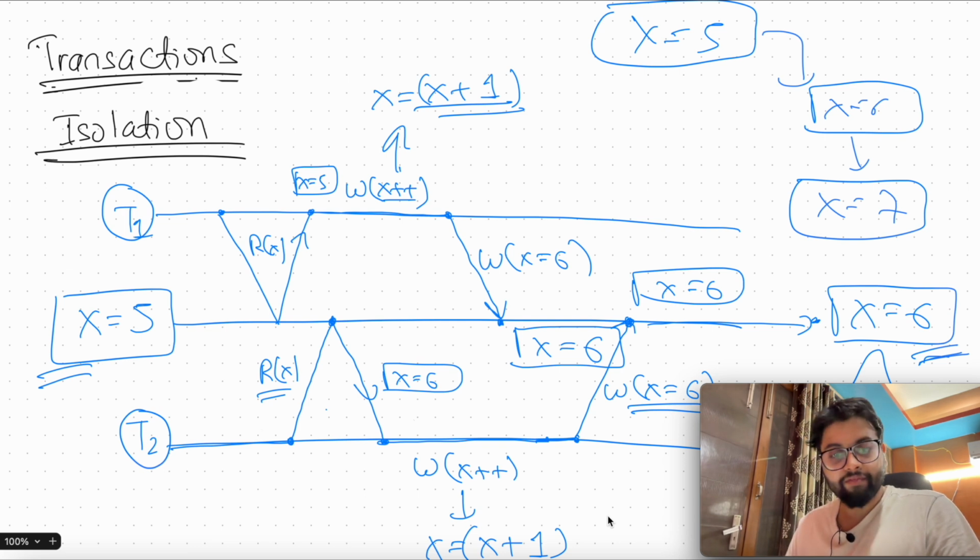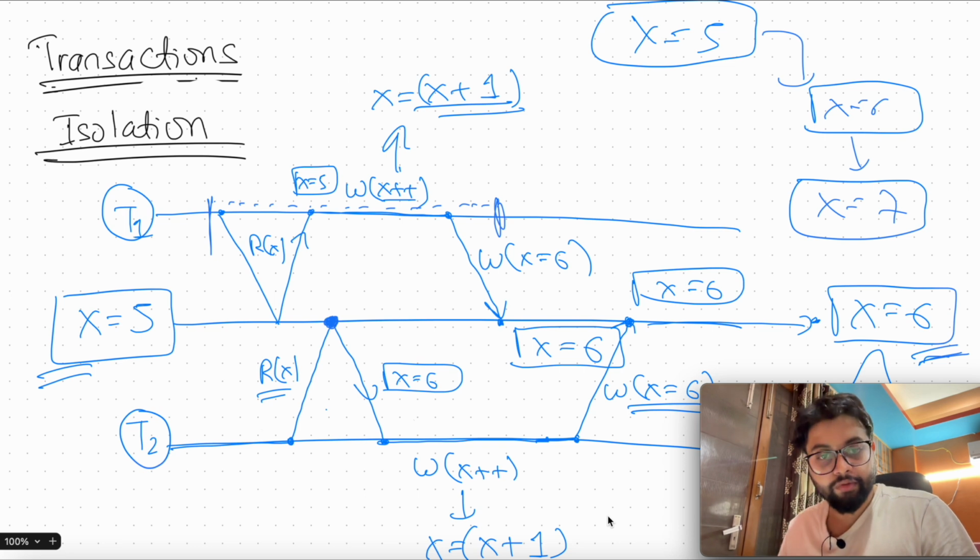Now if the transactions had maintained the isolation property, then transaction 2 would not have been allowed to read the data item X at this point of time while this transaction was executing. So this was the time frame where transaction T1 was executing, right? During this frame, transaction T2 would not have been allowed to read the value. Since we are allowing transaction T2 to read the value of X in the middle of a transaction, that is where we are violating the isolation property.